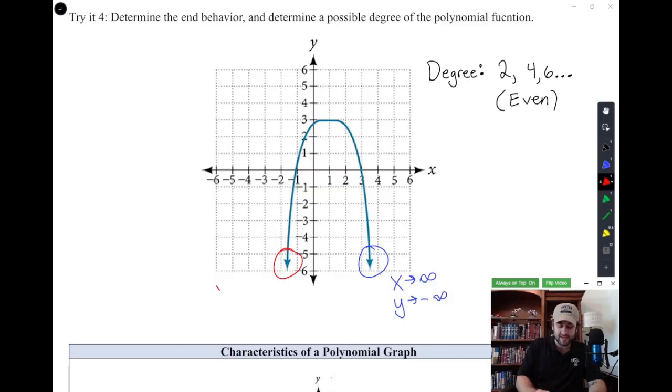So we use this arrow to say as x approaches negative infinity, y approaches negative infinity. There's the difference between those two. The blue arrow is telling us the blue end behavior, and the red arrow is telling us the red end behavior.